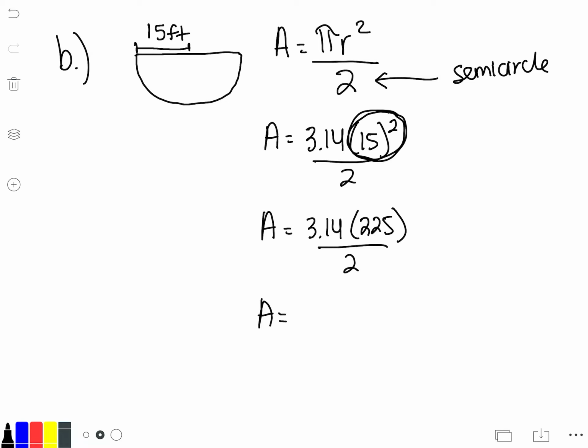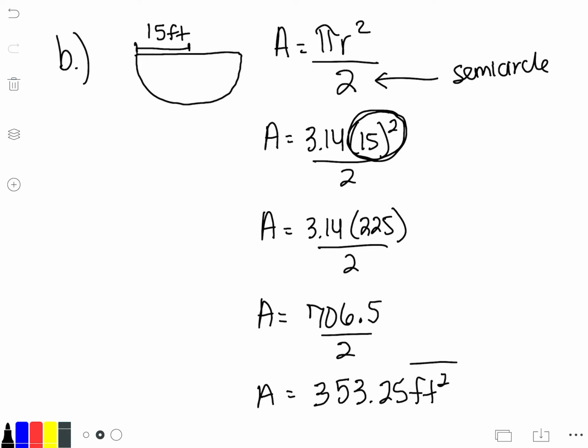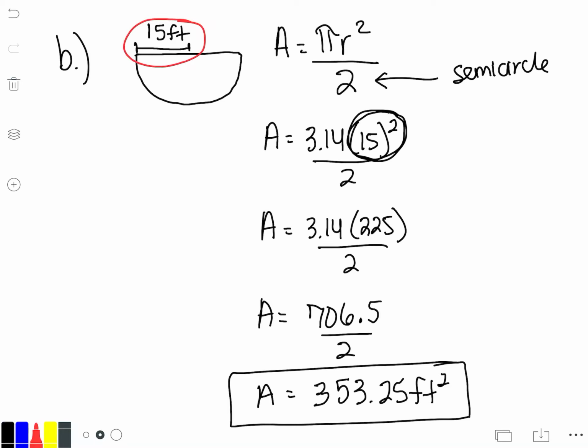3.14 times 225 is 706.5. And finally, when we divide by 2 at the end, we've got 353.25 feet squared. That's it. Again, just make sure that you're using the radius here. If the diameter is given, you have to cut it in half.